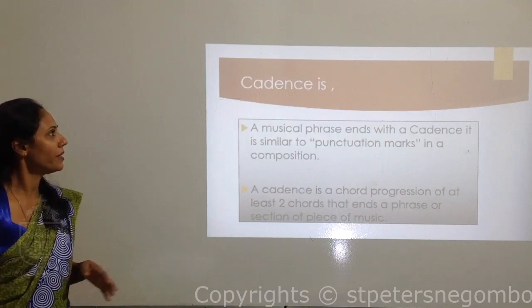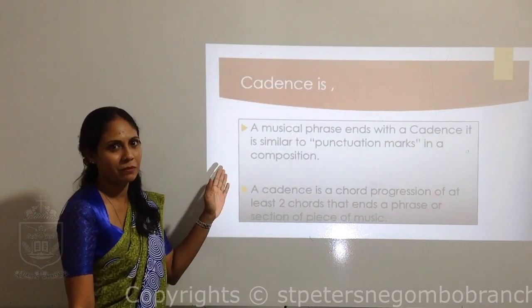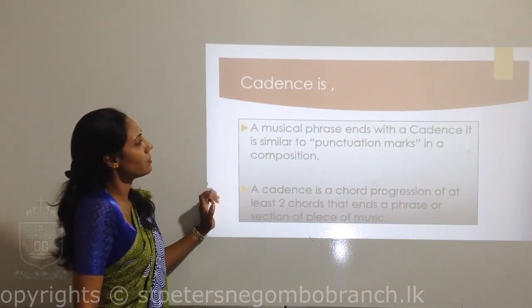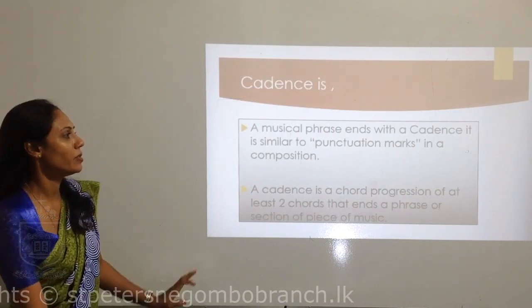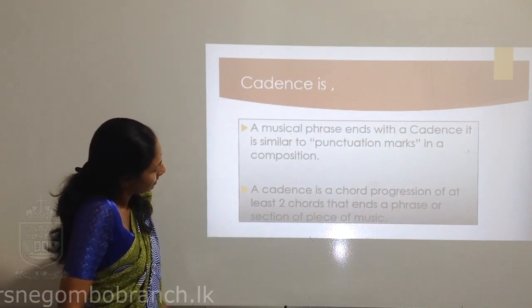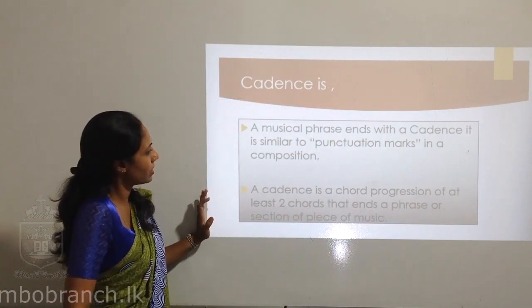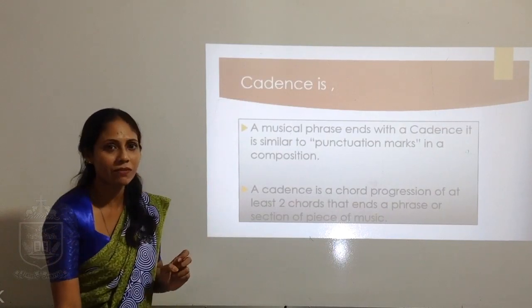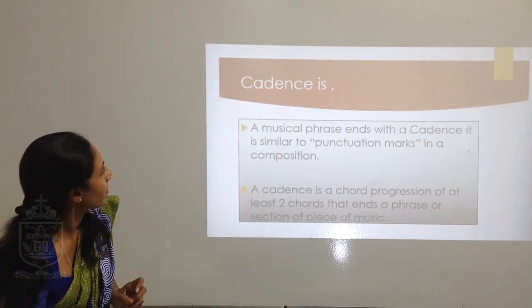You already know what a cadence is, but we'll just revise. A musical phrase ends with a cadence. It is similar to punctuation marks in composition. And there's another definition: a cadence is a chord progression of at least two chords that ends a phrase or section of a piece of music.